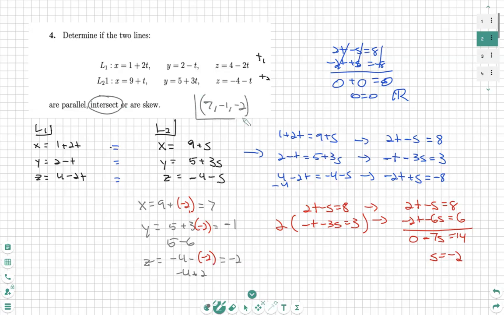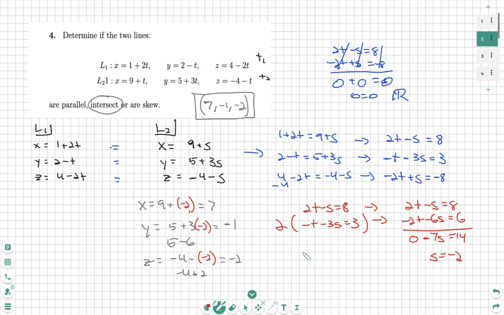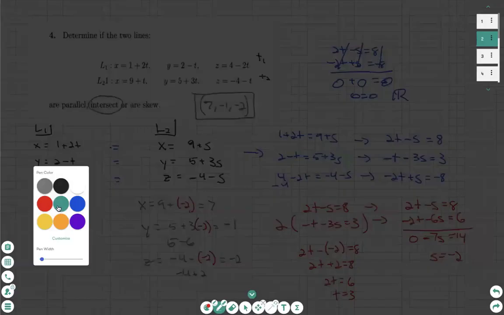Now we do have to check this. Now plug s in to solve for t. Back down over here, we had 2t minus -2 is equal to 8. 2t plus 2 is equal to 8. 2t is equal to 6. t is equal to 3. We have to plug 3 back in onto these guys to make sure we get the same exact point. We should, but this is how we double check.